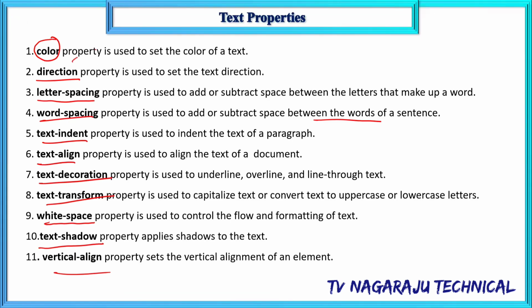These are different properties that we applied on the text. You can change the color, direction of the text, spacing between the letters, spacing between the words, indentation in case you are using a paragraph, alignment of the text, decoration of the text, transformation, white space, shadow of the text, and vertical alignment of any element. So multiple text properties. When you are creating a web page, some text needs to be in a different fashion. For that purpose, these properties are very useful in designing with CSS. Okay, that's the end of today's session. Thank you.